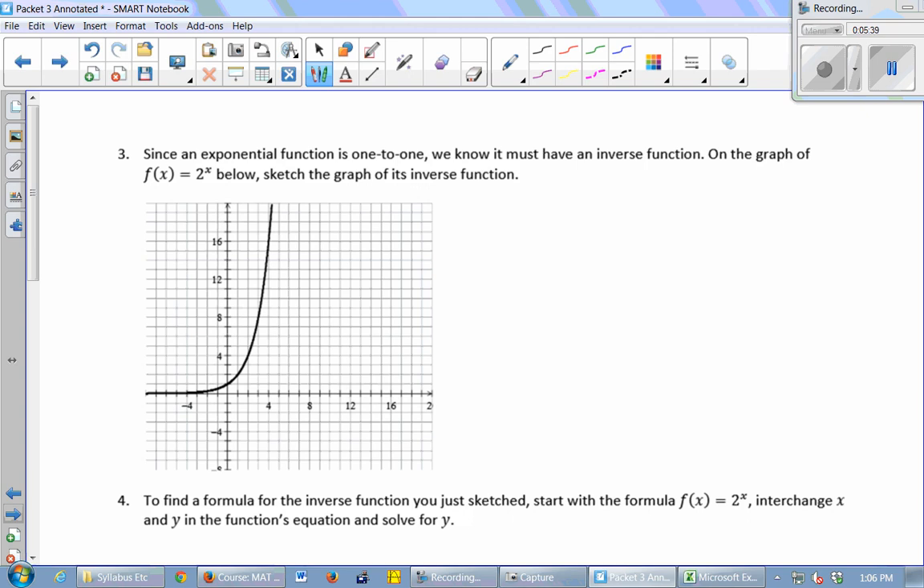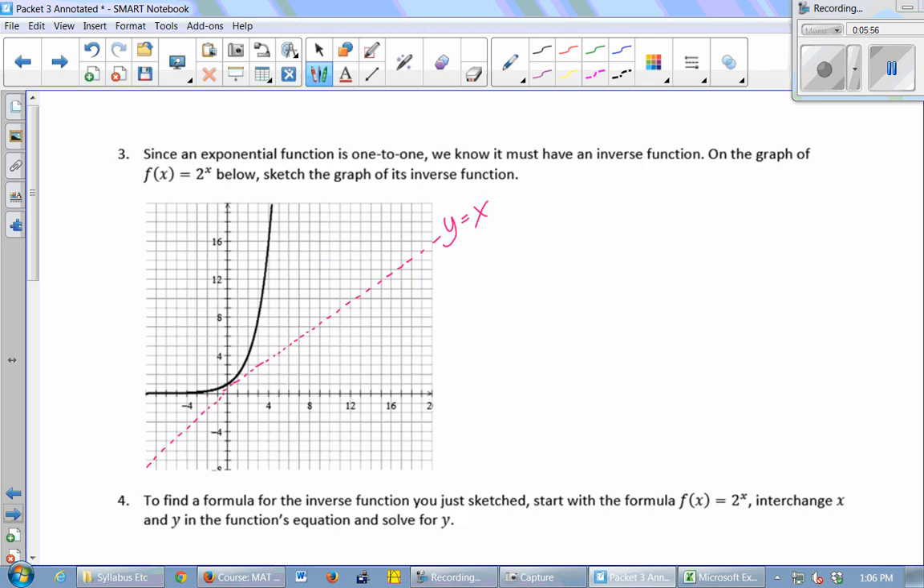So remember that inverses are reflections over the line y equals x. So I'm just going to put the line y equals x in here. So that's just a line with y-intercept 0, slope of 1.